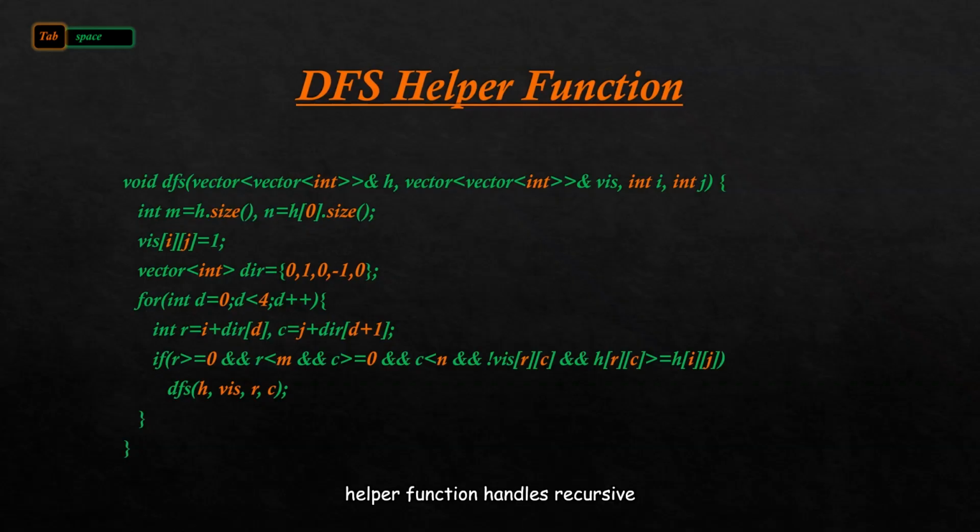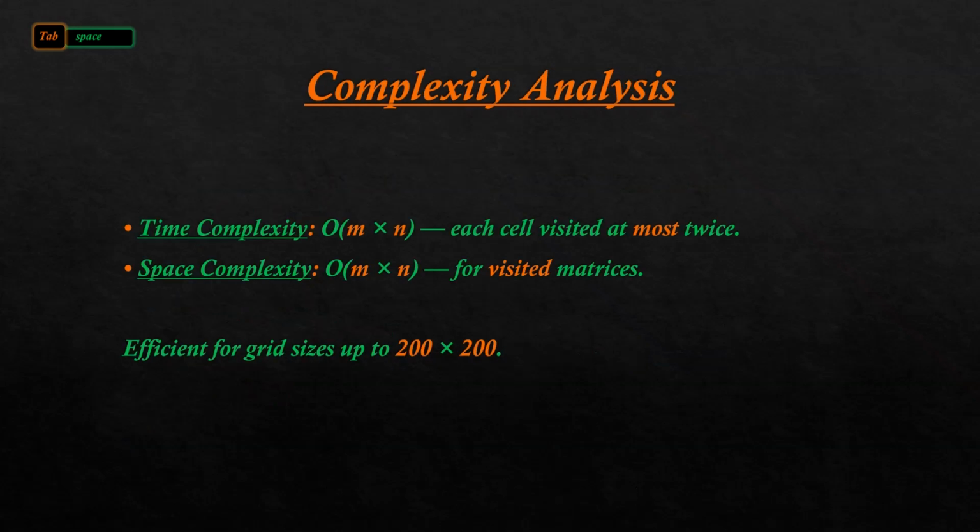The DFS helper function handles recursive exploration. It checks all four directions from a cell and proceeds if the neighboring cell's height is greater than or equal to the current one. Each visited cell is marked to prevent redundant computation. This ensures that we never revisit or overflow recursion unnecessarily. The direction array simplifies movement logic and keeps the implementation clean and readable.